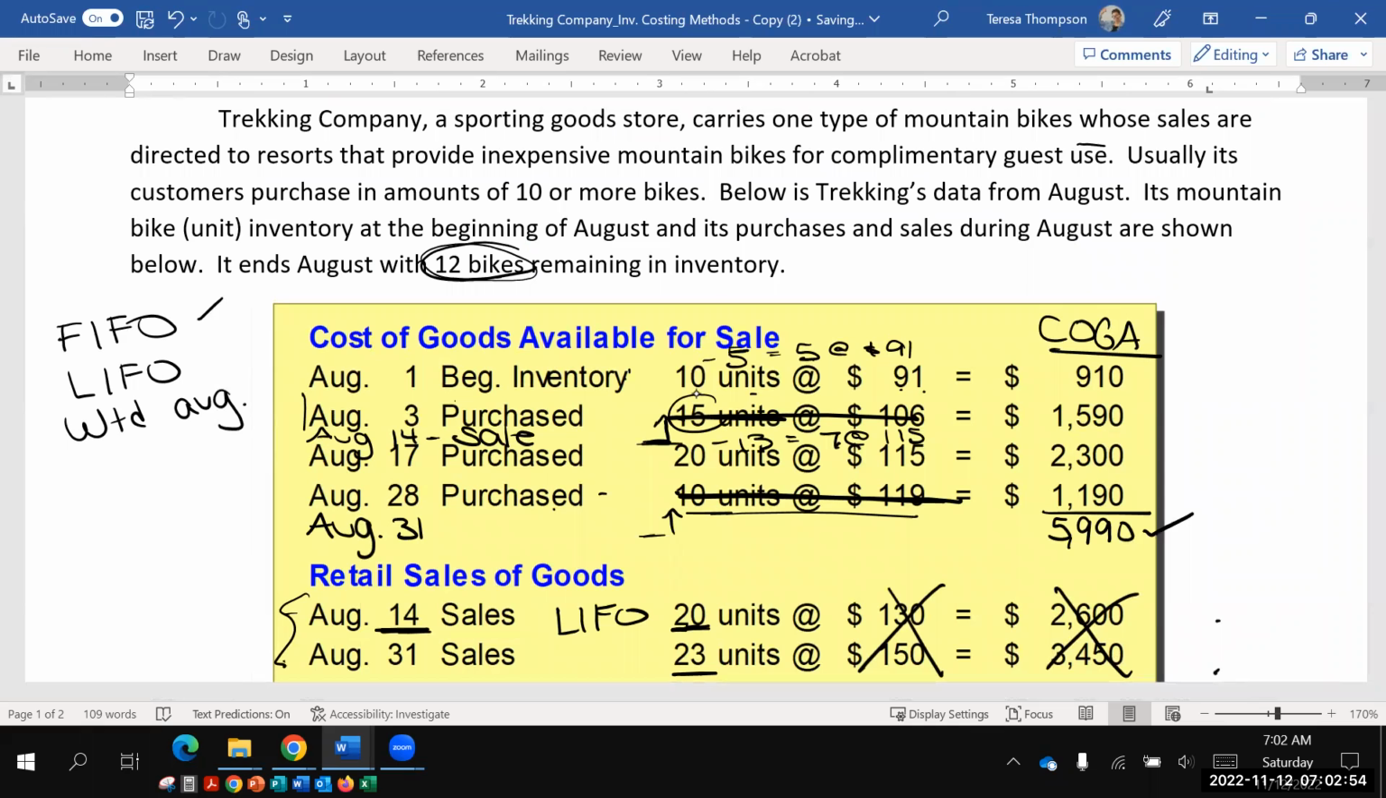Okay. So that was last in, first out. Again, the biggest complication I've seen with last in, first out is students wanting to take their units from the very last purchase because the name suggests it, right? But make sure it's the last purchase based on the sale date. Okay, so for August 14th, your last purchase was August 3rd. All right, in the next video, we will tackle weighted average. You'll want a calculator for that one.